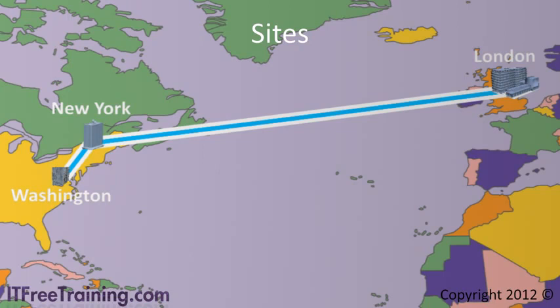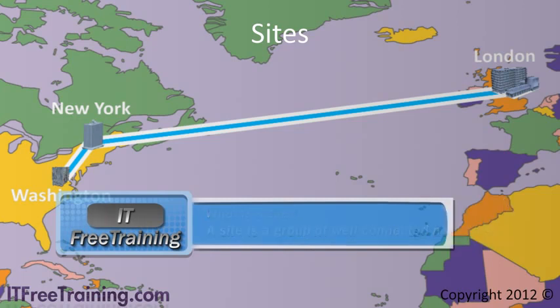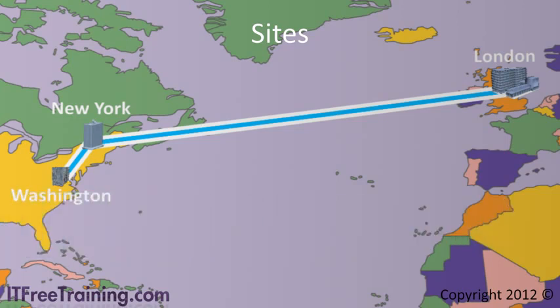So, what exactly is a site? According to Microsoft, a site is a group of well-connected networks. In other words, networks that are connected together via high-speed networking devices. This means a site can be more than one subnet combined together. Just like a subnet defines part of your network, a site defines part of your network.